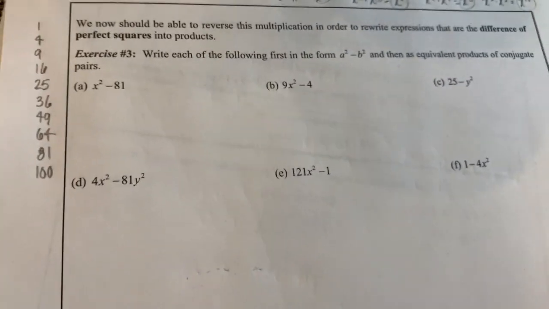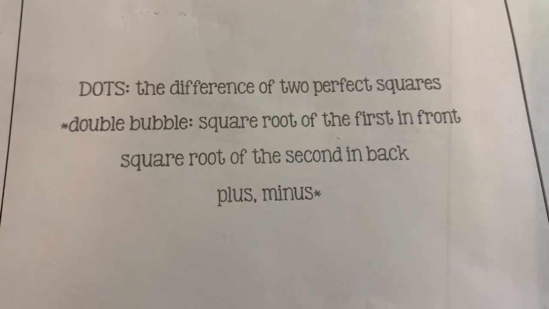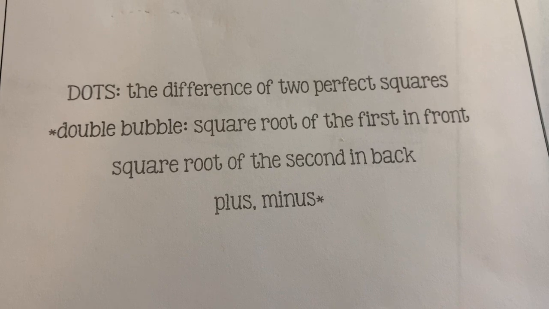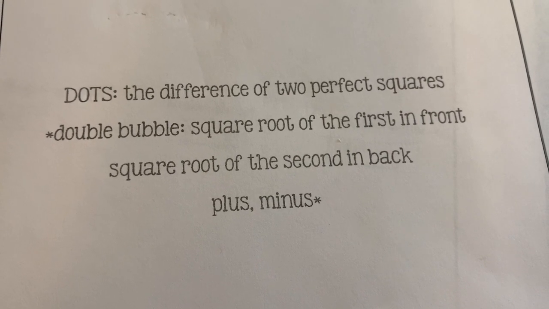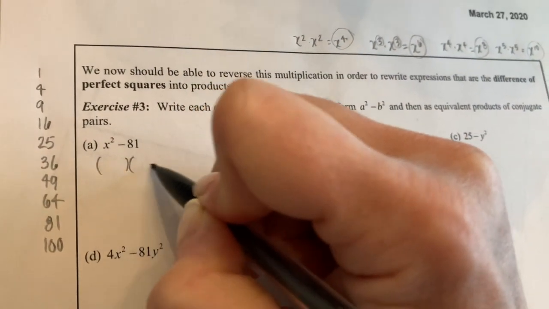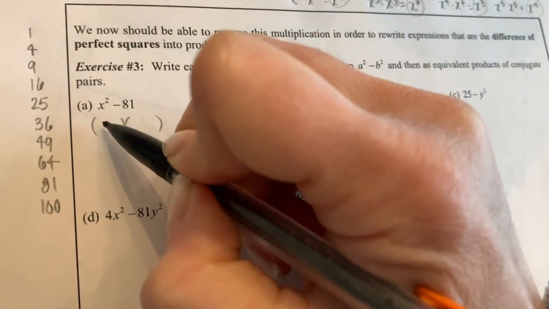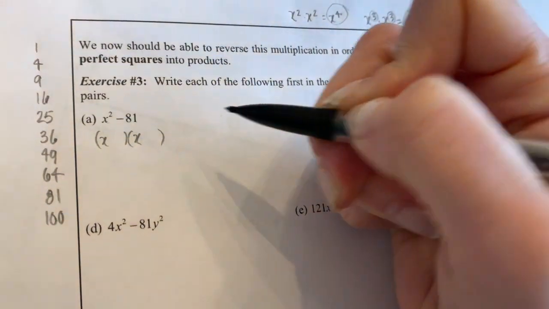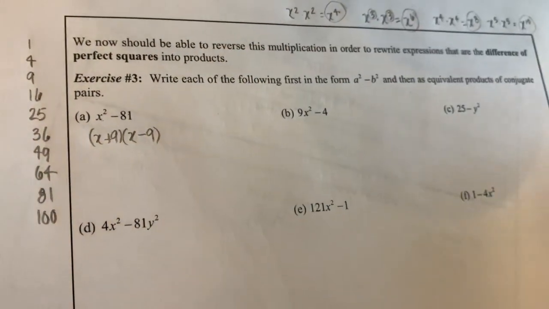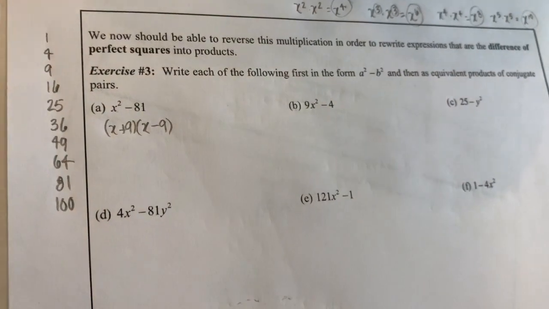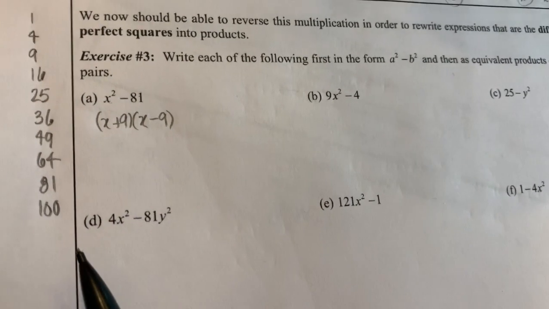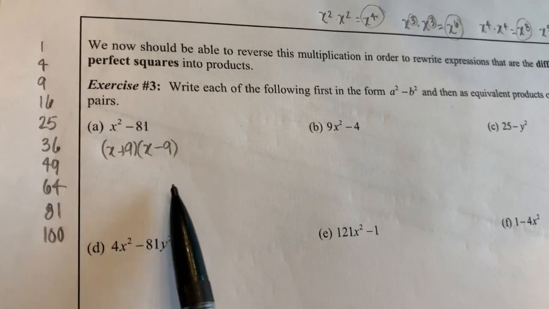So, in order to use the difference of two perfect squares, we're going to double bubble. We take the square root of the first in the front and the square root of the second in the back, and we separate it with a plus and a minus. All we're doing is going backwards. The square root of x squared is x, so you put an x in both fronts. The square root of 81 is 9, so this is a 9. And you separate it with a plus and a minus. We're just going backwards, right? Because if we had seen this, we would have squared the first, squared the second, and stuck a minus in between. So that's it. This is the simplest type of example.